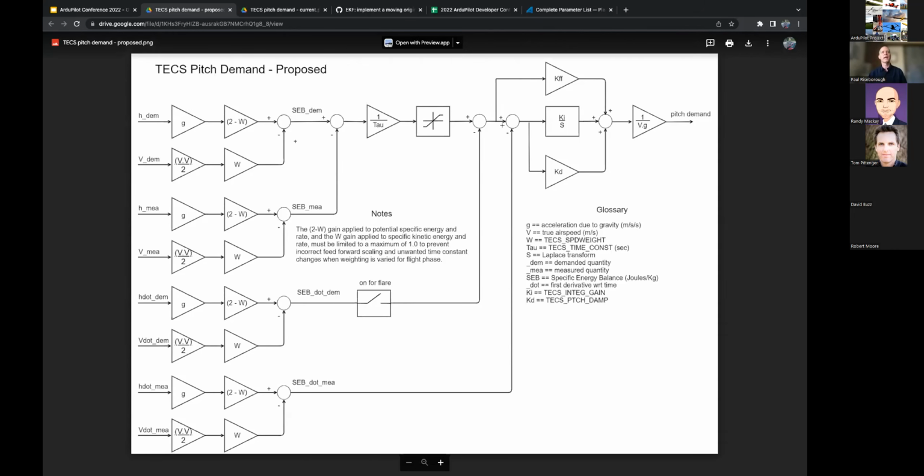Then we take the error. So what we've got here now is essentially an error. We've got the demanded rate of change of our energy balance. That's how rapidly energy is going from potential to kinetic or back the other way. We subtract the measured rate of change of our energy balance. That's the error, the difference between our demand and our achieved rate of change of energy balance.